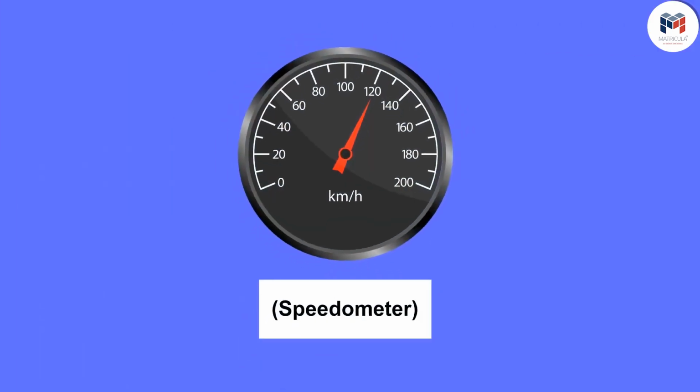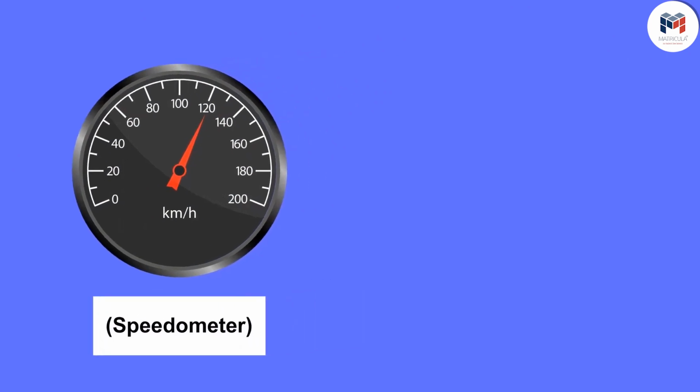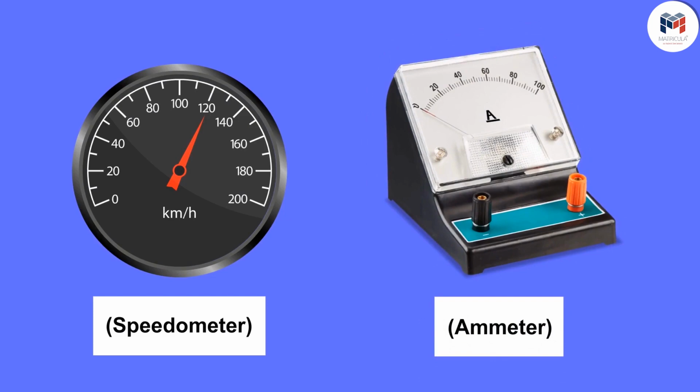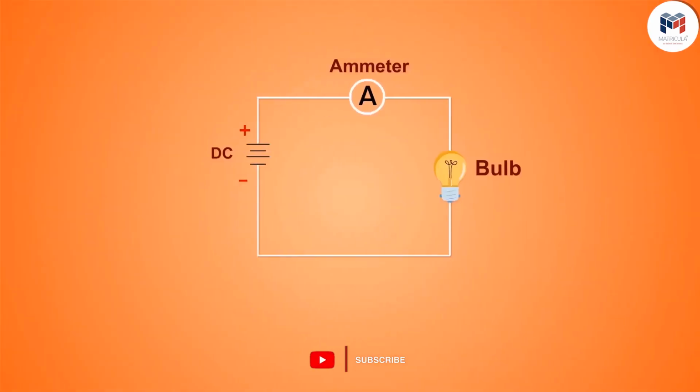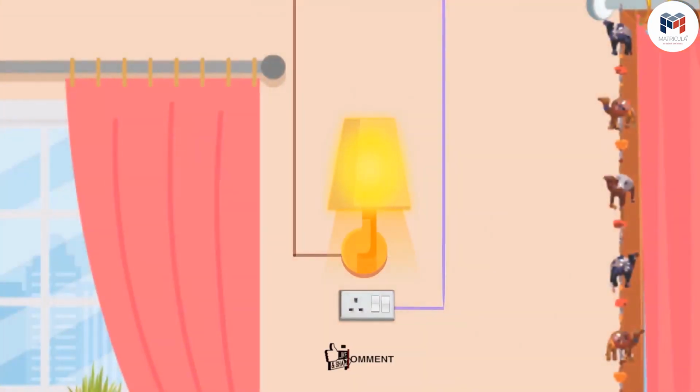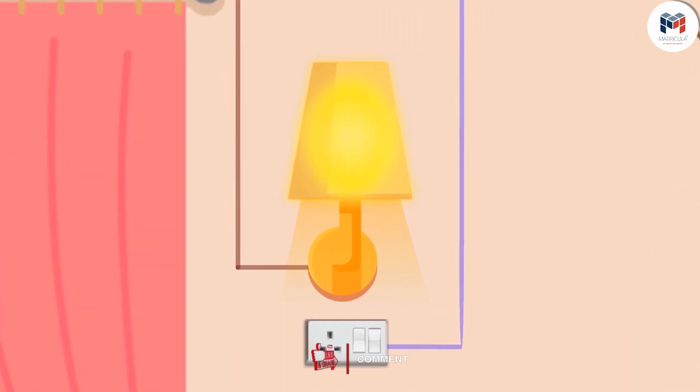Just as the speedometer is used to measure the speed of the vehicle, similarly in any circuit an instrument named ammeter is used to measure the electric current. Do you know a similar type of circuit is present in our homes too? But here the positive and the negative wires are not connected to the battery but are connected to the power supply coming into the house. We'll know more closely about this in the upcoming videos.